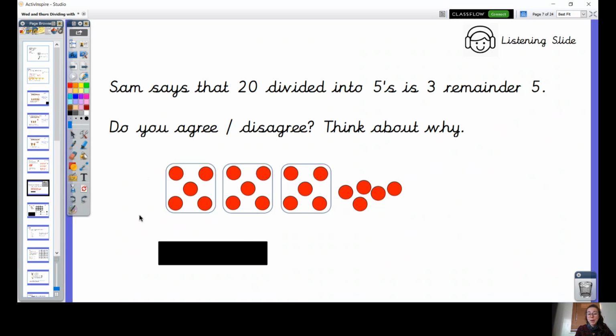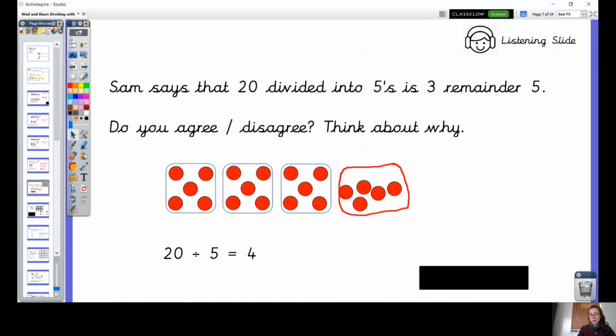Yeah, you're right. I would disagree, because he's made his groups of 5 and they look good, they're all equal. But if we have a look at what's remaining, there's 5 remainders. And actually, if we're making groups of 5, that's another group, isn't it? That's another group of 5. So there wouldn't be any remainders for this question. Your answer would be 20 divided into 5s is 4. There wouldn't be any remainders, there'd be none left over. 20 is a multiple of 5. The 5 times table, I should say.